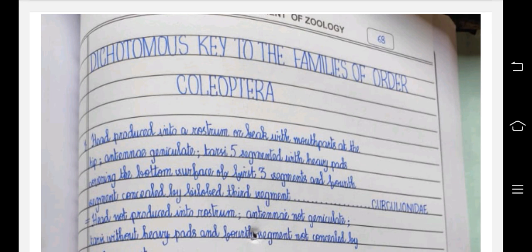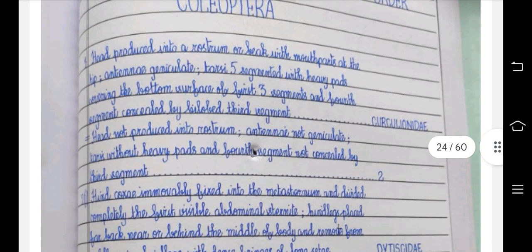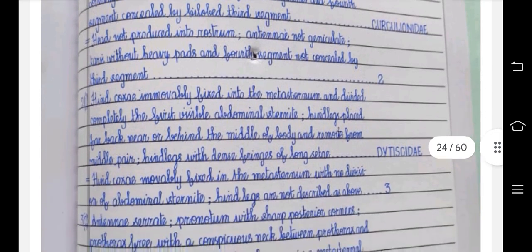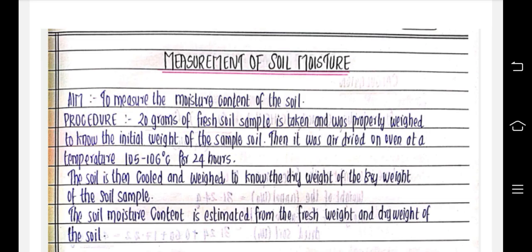Dichotomous key to the families of order Coleoptera. Head produced into a rostrum or beak with mouthparts at the tip. Antennae geniculate, 5 segmented with hairy parts. Bottom surface of the 3rd and 4th segments extended by a lobe of the 3rd segment. Head not produced into a rostrum. Antennae not geniculate. 3rd segment hairy and 4th segment not covered.